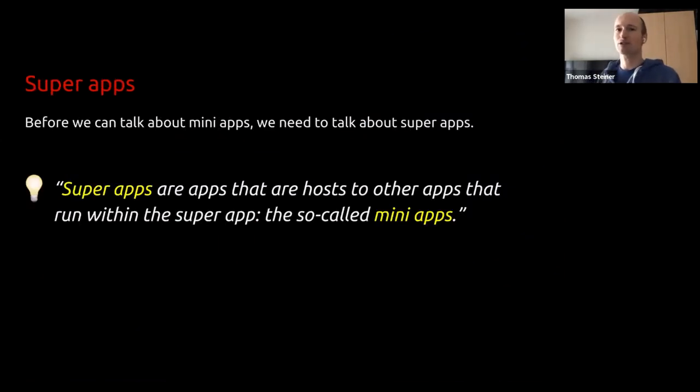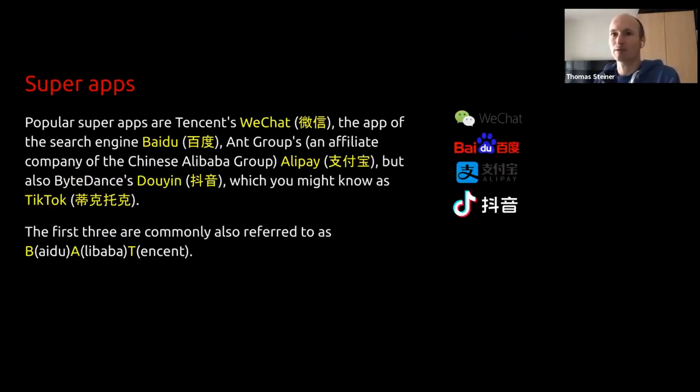Before we can start talking about mini apps, we need to talk about super apps. Super apps are apps that are hosts to other apps that run within the super app, the so-called mini apps. Some popular super apps are Tencent's WeChat, the app of the search engine Baidu, Ant Group's Alipay, which is an affiliate of the Chinese Alibaba Group, and then also ByteDance's Douyin, which some of you in the US and in the world might also know as TikTok, with some interesting political developments happening right now around the company. The first three companies are also known as BAT: Baidu, Alibaba, Tencent. So if you come across this acronym, that's what it stands for.